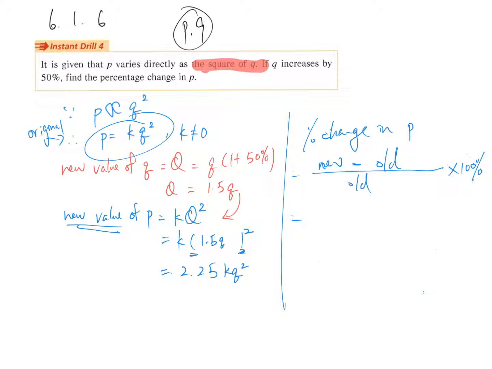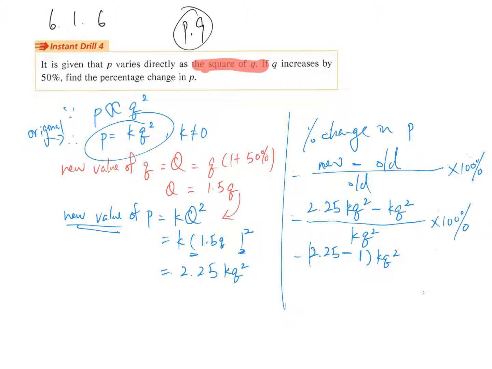So we substitute everything back into this percentage change formula. Oh, this is so difficult to write. We may have 2.25 kq squared minus the original one, kq squared, divided by the original kq squared times 100%. And not surprisingly, after we factorize kq squared out, we can have this one, 2.25 minus 1. I factorize the kq squared out to the back.